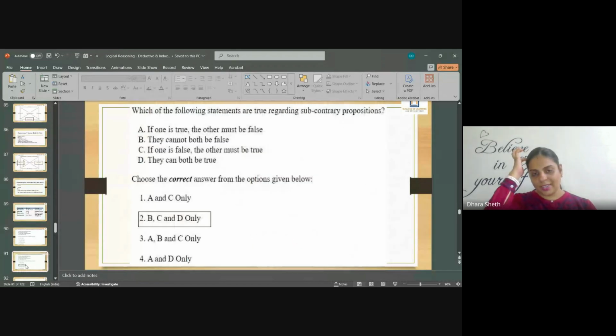So here the answer is 2. If one is true, the other must be false. No, the other can also be true. That's for the contrary, not subcontrary. They cannot both be false. If one is false, the other has to be true, but they can both be true. So B, C, and D is your answer. Next.